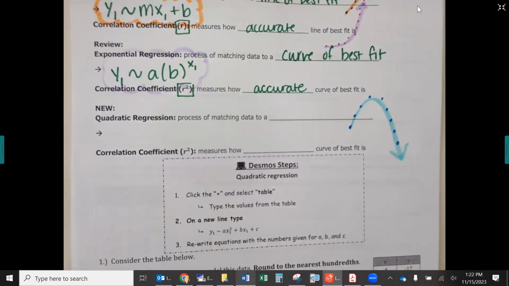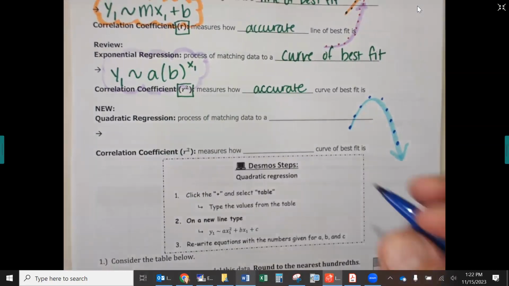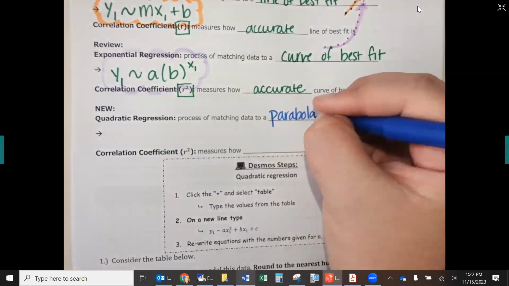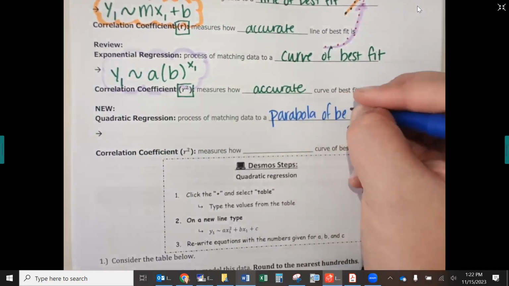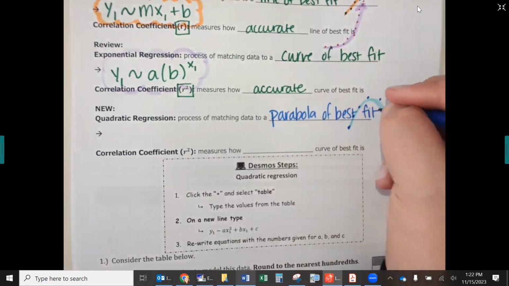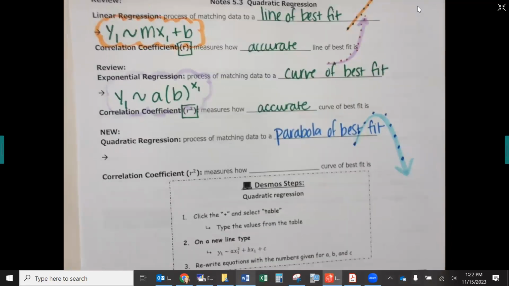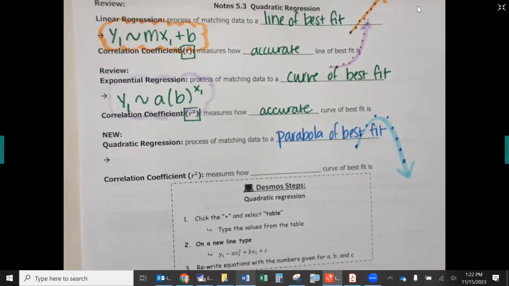So that would be the process of matching your data to a parabola of best fit. Okay. So you can do a line of best fit, linear, a curve of best fit is exponential, and then the last option is if it's a parabola or a U shape, that's quadratic.